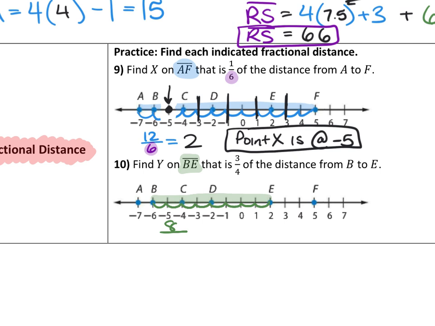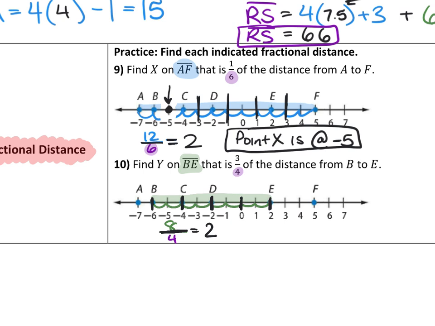How do I know 4 again? Where am I getting the 4 from? The 3/4, the denominator number. Okay, what is 8 divided by 4? 2. So that means, again, every 2 units, I'm going to be creating a partition. So we have 1, 2. 1, 2, 1, 2, 1, 2. I made it to E. There are my 4 partitions.